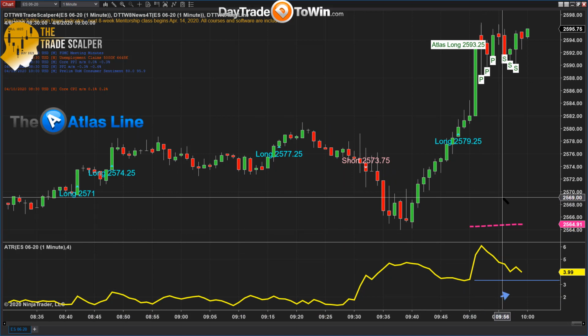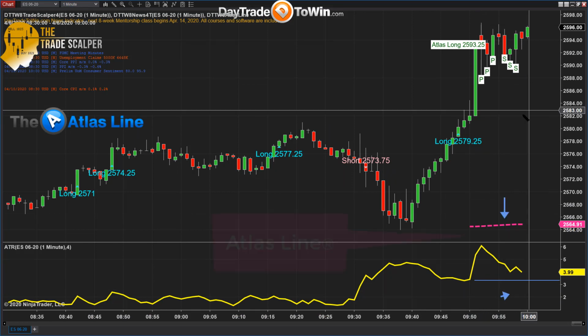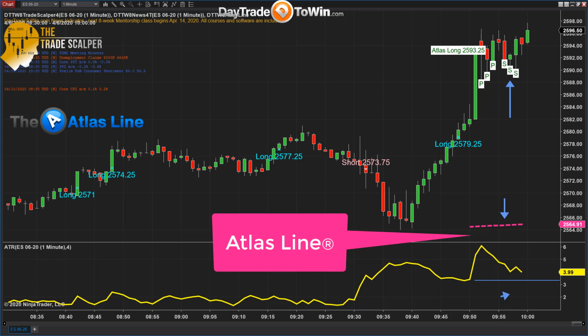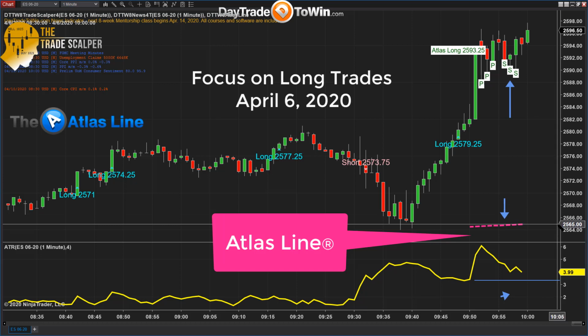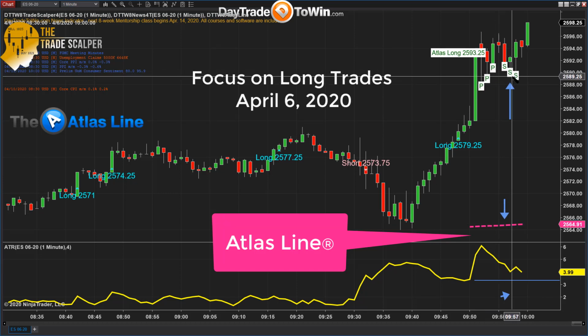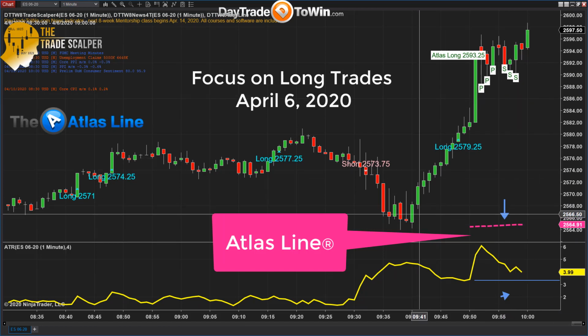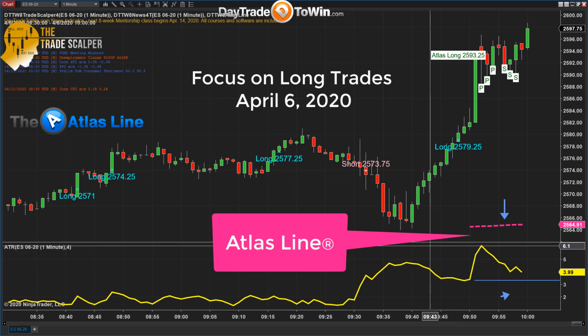And you see here, this is the Atlas line down here, and this is giving me signals to the long side. So this signal for the trade scalper is coinciding with the Atlas line, also long. Now, it's not to say that every signal is going to be long or is going to be good, but for the most part, what we've seen at this point, the pullback trades, the strength trades, they're all indicating long on the Atlas line. Signals for scalping will also, in my opinion, be good to the long side.